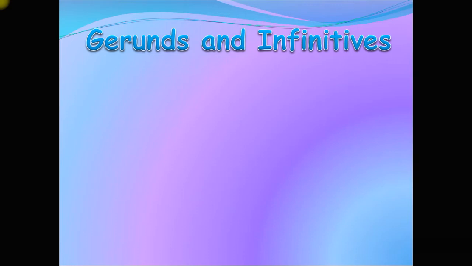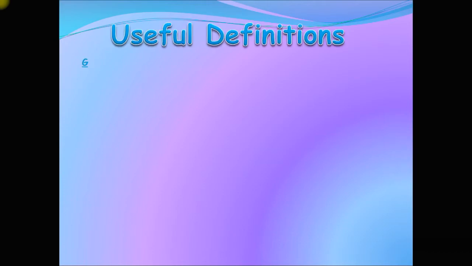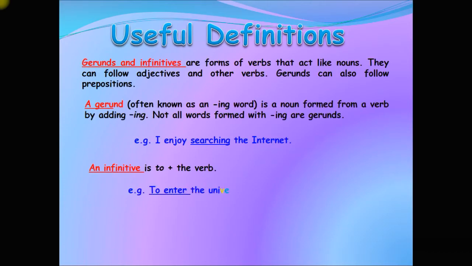Okay, now we'll see the topic about gerunds and infinitives. What is a gerund and what is an infinitive? We'll see the definition. Gerunds and infinitives are forms of verbs that act like nouns. They can follow adjectives and other verbs. Gerunds can also follow prepositions.